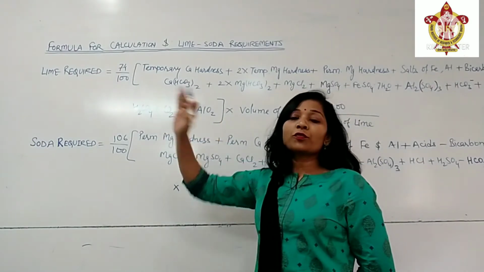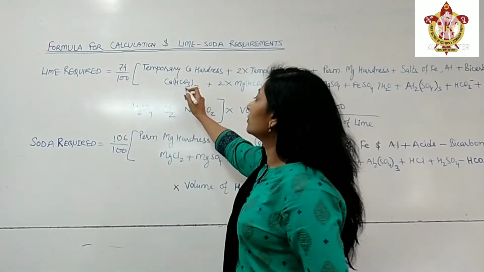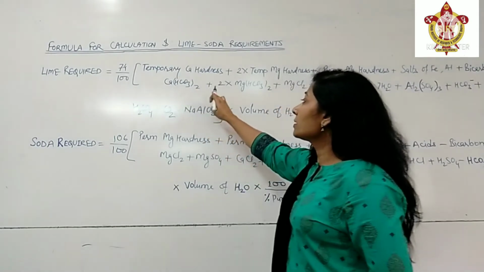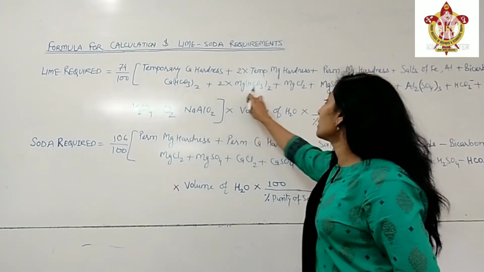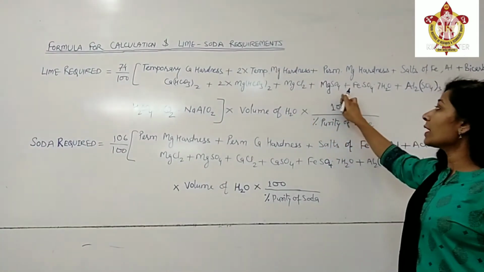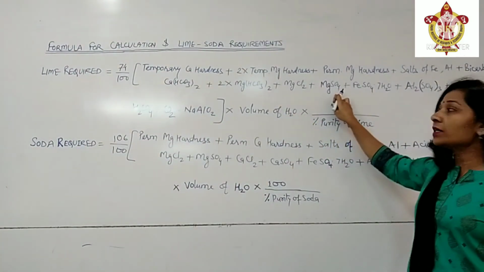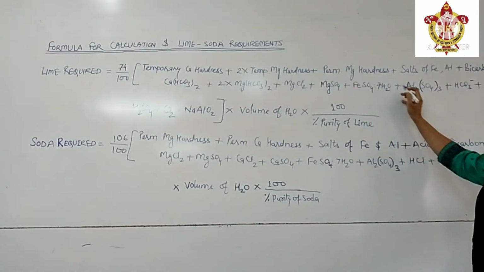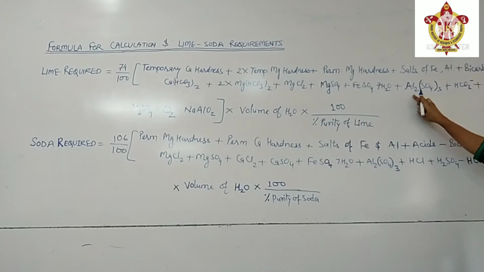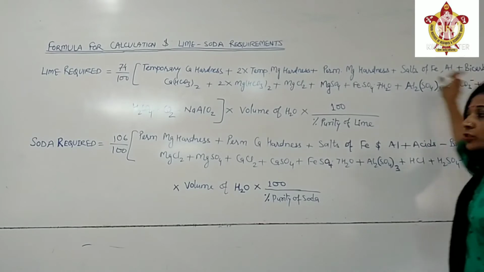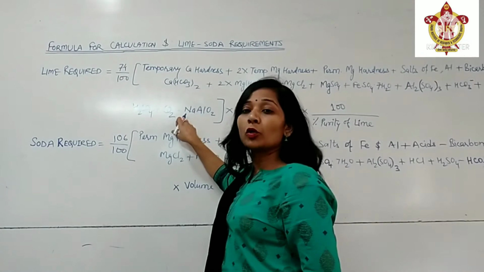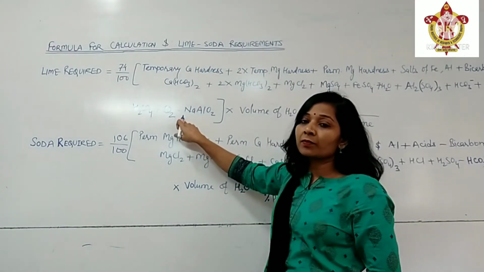So in the form of formulas or chemical composition, we can write the formula as calcium bicarbonate plus 2 times of magnesium bicarbonate plus magnesium chloride plus magnesium sulfate. These two are the permanent magnesium hardness plus iron salt, that is FeSO4 7H2O. Salts of aluminum is Al2(SO4)3. Bicarbonate ion is also added. Acids HCl and H2SO4 are added. Carbon dioxide gas is added. And sodium aluminate, that is coagulant, should be deducted.